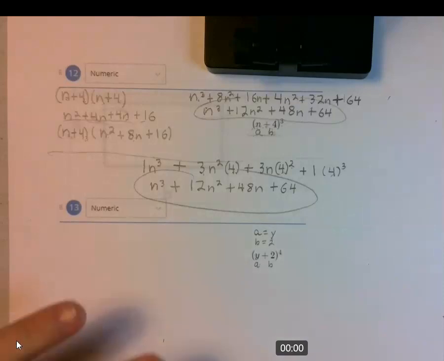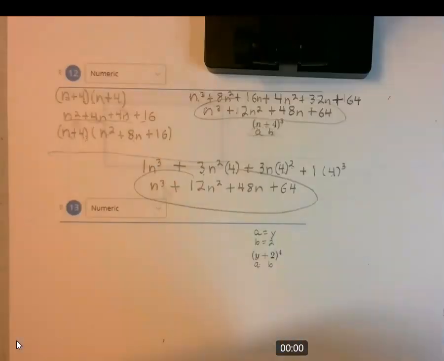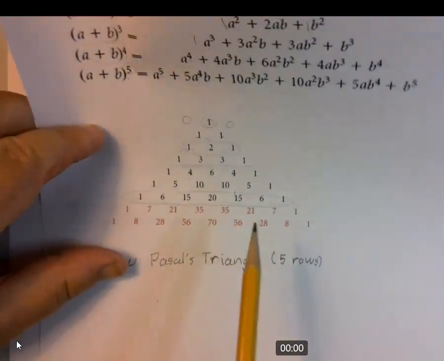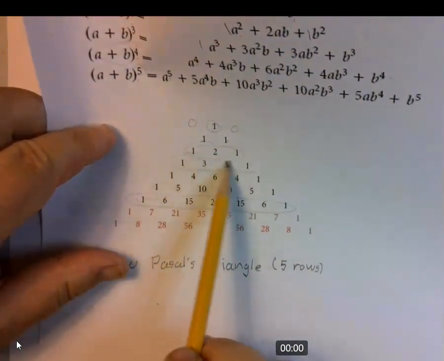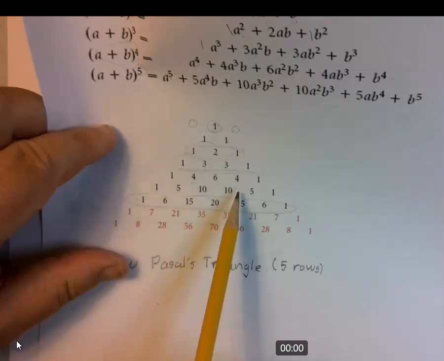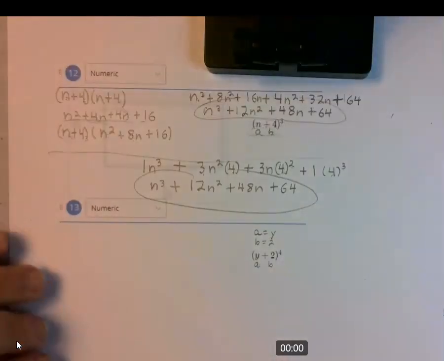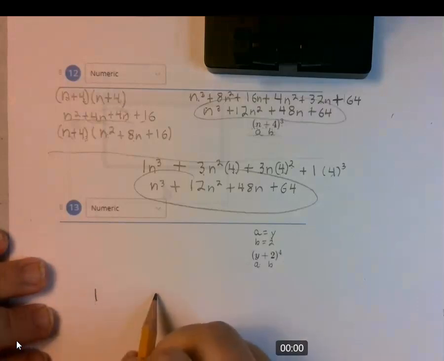Again, if you don't have Pascal's triangle, you now know how to create it. But this is to the fourth, so we're going to go to the fifth row: 1, 2, 3, 4, 5. It's 1, 4, 6, 4, 1. I'm going to space them way out so I leave plenty of room.